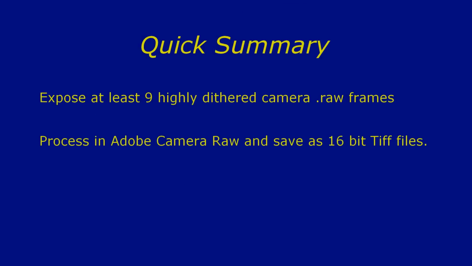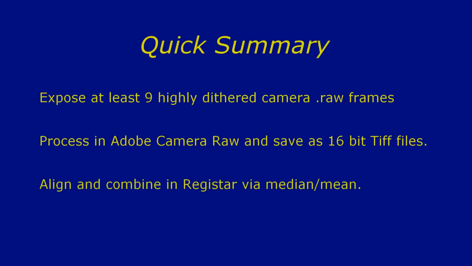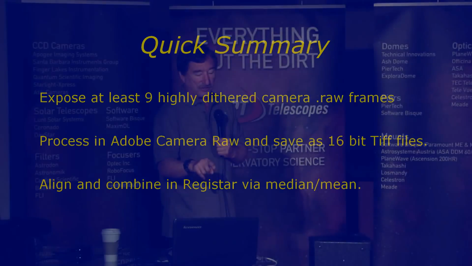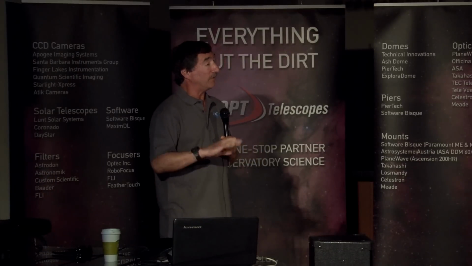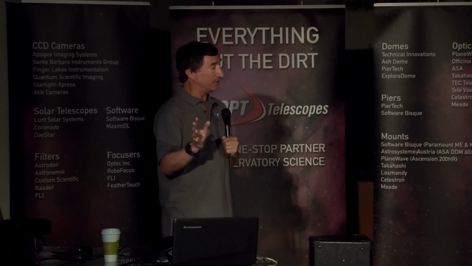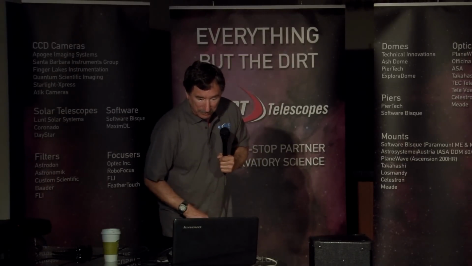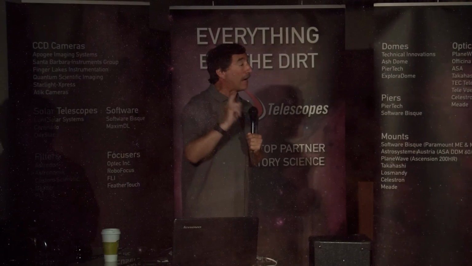Then you process all of those files in Adobe Camera Raw and save them as 16-bit TIFF files. Take all of that into Registar, align and combine, and then use the median mean algorithm to combine all those frames together once they've been registered together. And then you import this high signal-to-noise master frame into Photoshop for final processing and tweaks, whatever you want to do.